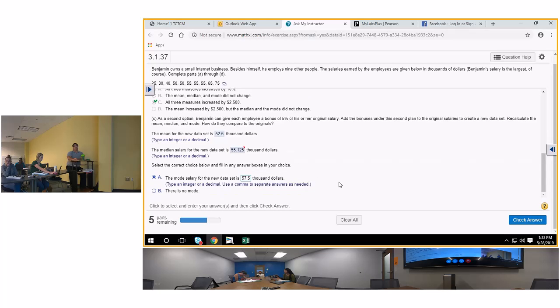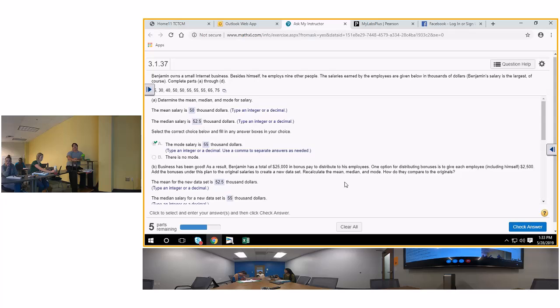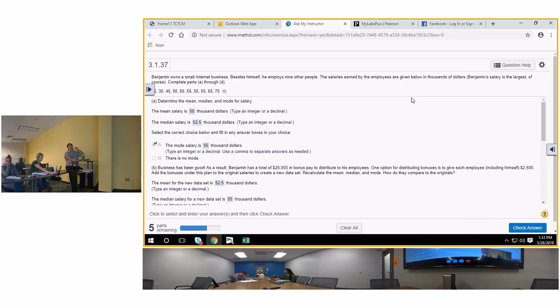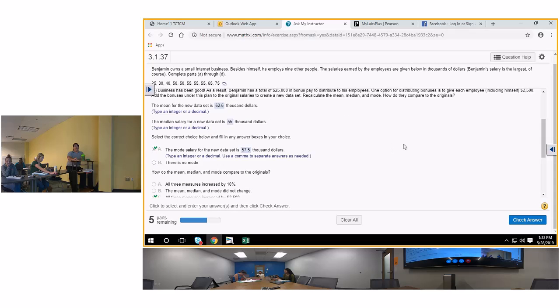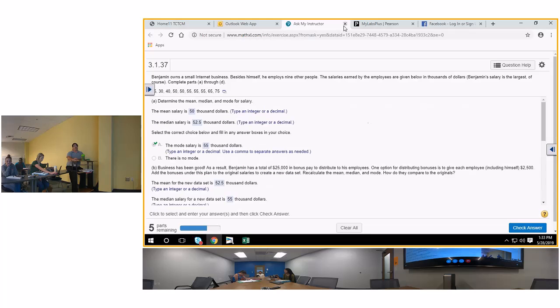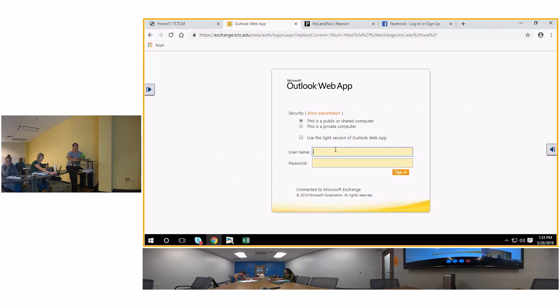So basically, what they're trying to get you to learn is if you increase everybody's salary the same amount, the only thing that's going to change is what? The mode. Because the mode is observed, it's not calculated, so the mode is going to change. Was the mode very important? No. Mode's not important at all, but they ask for it all the time. Standardized tests ask for it all the time also.